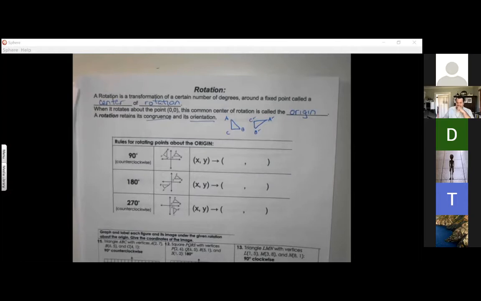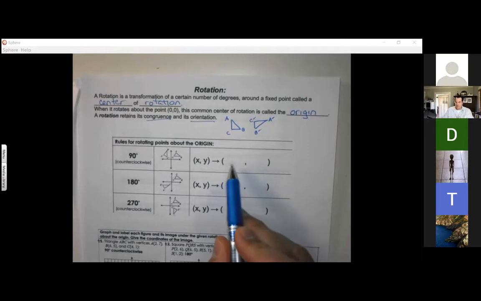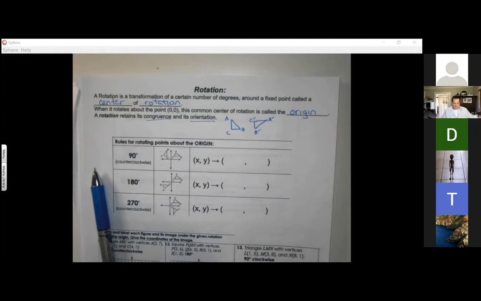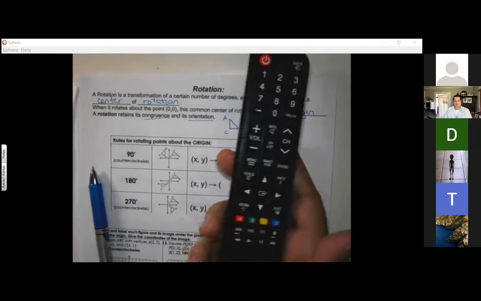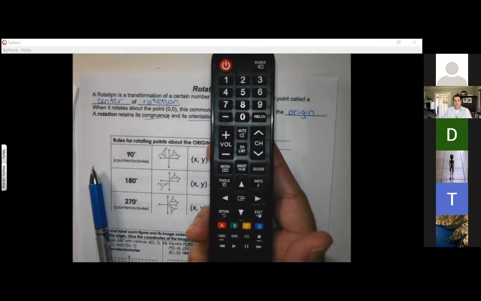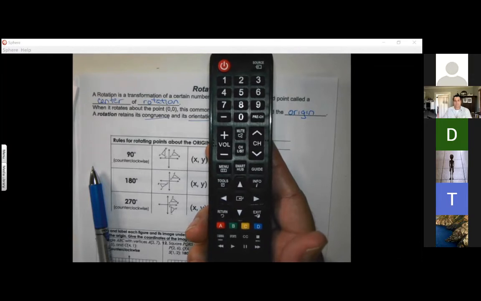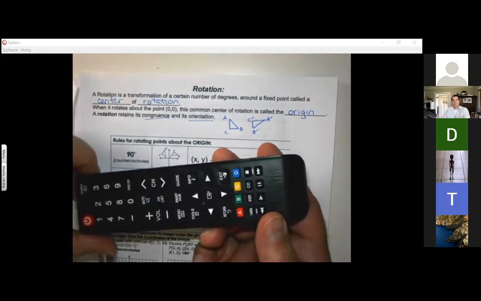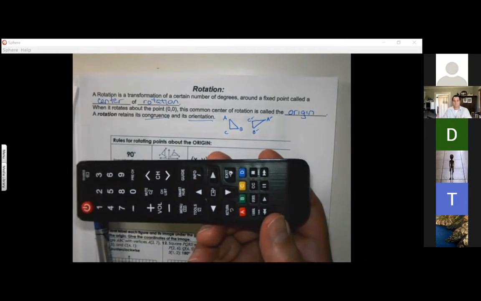The rules for these are weird because, for example, if I'm doing a 90-degree rotation, let's do this. Would you say that this TV remote is tall or wide? Tall. I would agree. This looks tall and pretty thin. But if I rotate it 90 degrees, now would you call it tall or wide? Wide. Now it's wide, right?